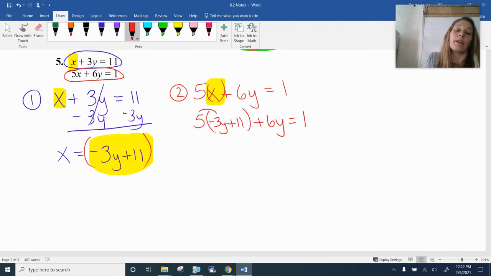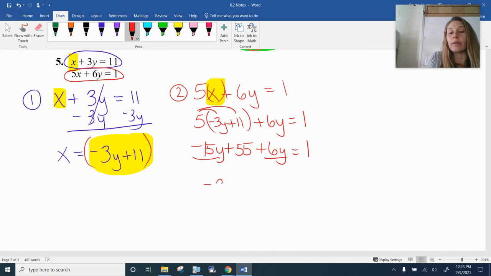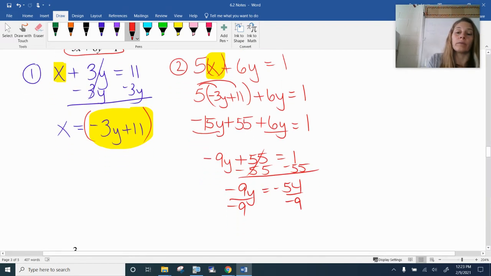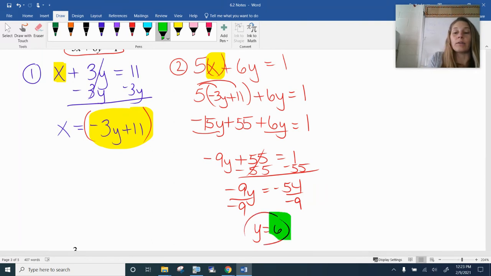Now we're going to multiply 5 times negative 3, negative 15y, 5 times 11, 55, plus 6y equals 1. Combine your like terms, you're going to get negative 9y plus 55 equals 1. Subtract your 55. Negative 9y equals negative 54. And then when we divide to get the y completely alone, y equals 6.